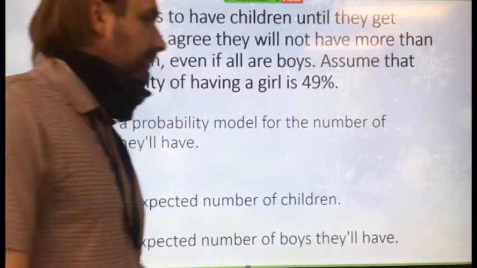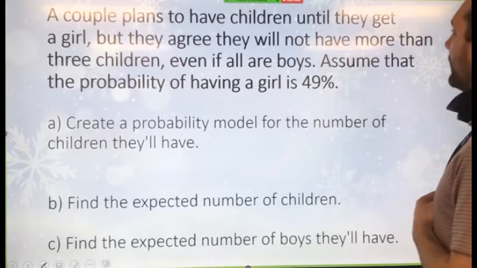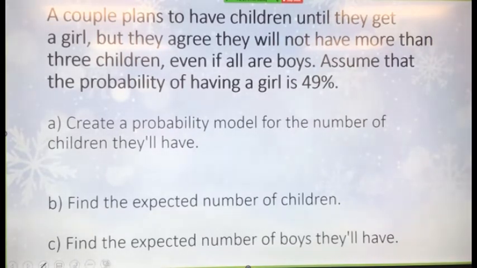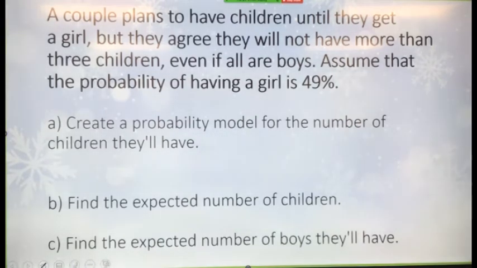Next, let me have you work this out, and then we'll come together and solve it as a class. A couple plans to have children until they get a girl, but they agree they will not have more than 3 children, even if all are boys. Assume that the probability of having a girl is 49%. Create a probability model for the number of children they'll have. Find the expected number of children. And find the expected number of boys they'll have.